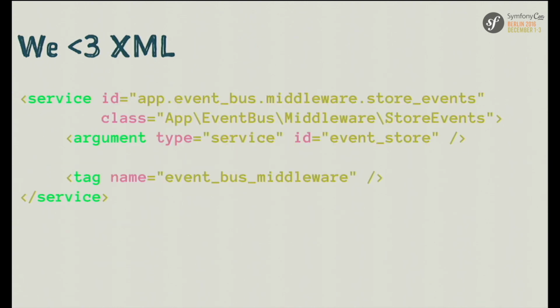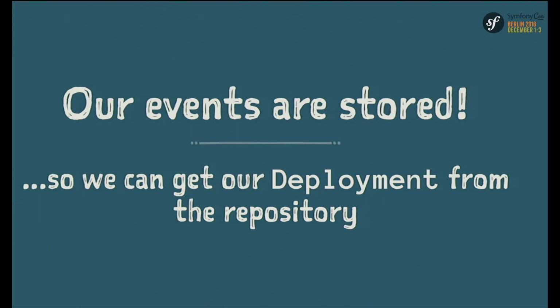And a bit of XML. Yeah, our class, that one dependency, the event store, and we just tag it to be the event bus middleware. And that's all we need to do. So now every time we publish or dispatch an event in our event bus, it is stored in whatever storage method you prefer. So now they are stored.